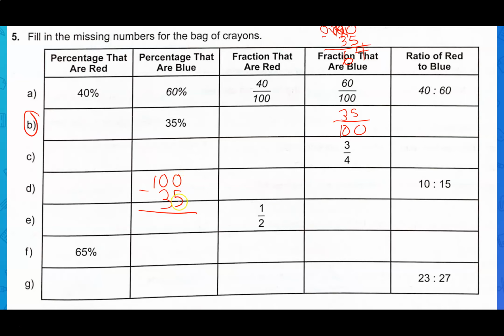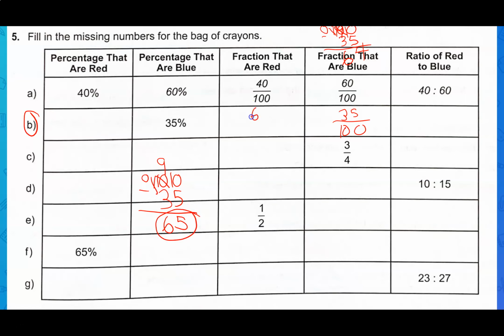So 0 minus 5. We have nothing, we can't take away 5. Uh-oh, there is also a 0 in the tens position. There's nothing to borrow from, so we need to move to the hundreds position. That 1 becomes a 0, and this 0 becomes a 10. Now we can borrow from it. It will become a 9, and our 0 becomes a 10. 10 minus 5 is 5, and 9 minus 3 is 6. We have 65 red crayons.